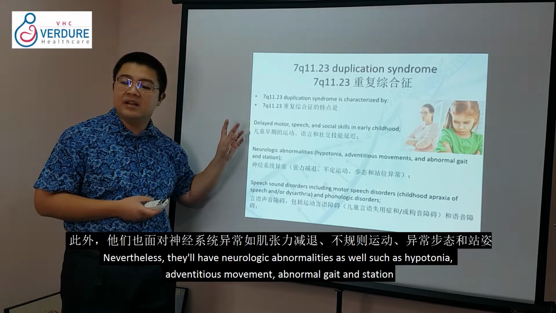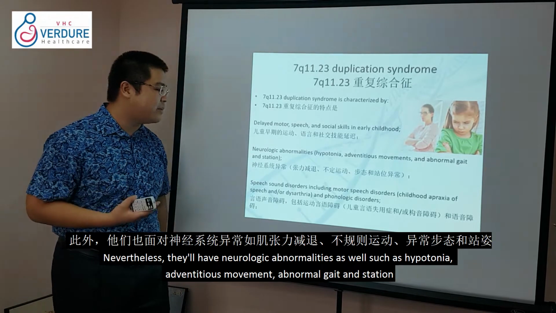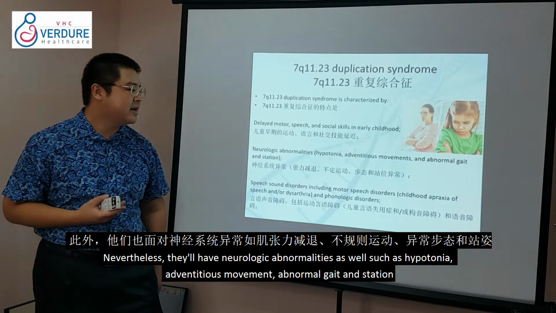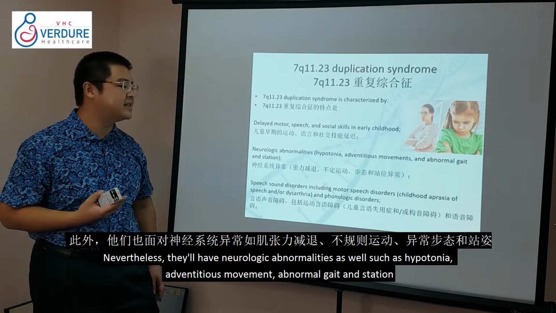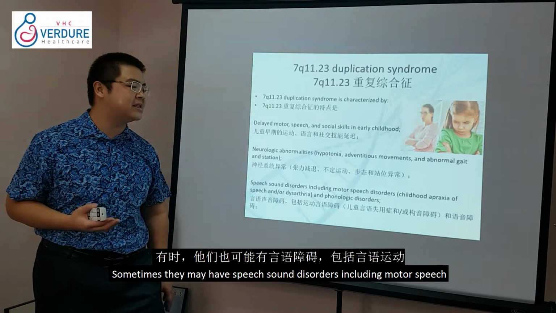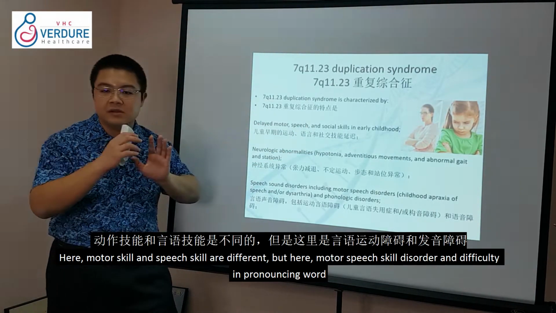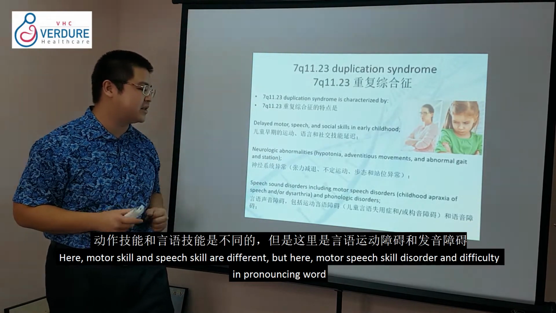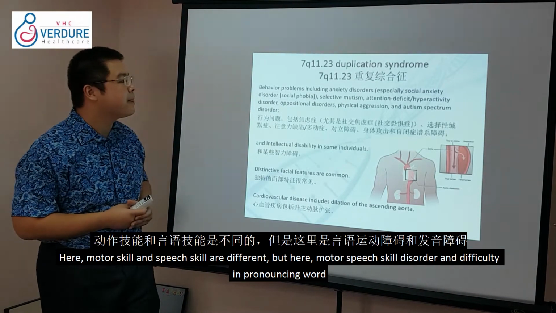Besides that, they will have neurological abnormalities as well, such as hypotonia, adventitious movements, abnormal gait, and even abnormal station. Sometimes they might get speech sound disorders, including motor speech disorders. Here, motor skills and speech skills are different, but motor speech disorders are something else, and then there is difficulty pronouncing words as well.